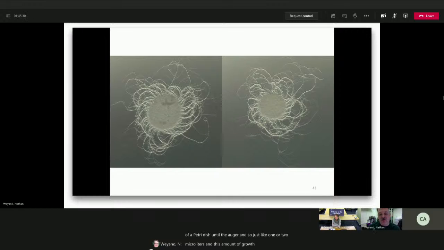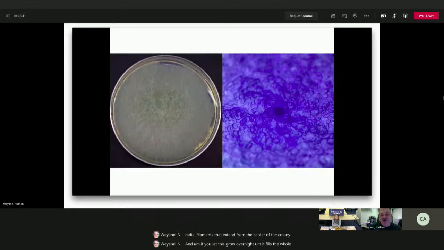This organism is very interesting because the colonies have these radial filaments that extend from the center of the colony. If you let this grow overnight, it fills the whole plate within 16 hours or maybe even faster. I spotted 1 or 2 microliters on this plate, and overnight it spread across the whole plate. This organism has flagella, which are like little propellers on bacteria, that cause an activity called swarming motility. The bacteria can swim across the surface of this plate much faster than the Neisseria species I study. The Neisseria species will never swarm over an entire plate like this.